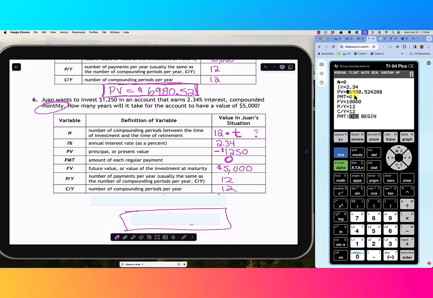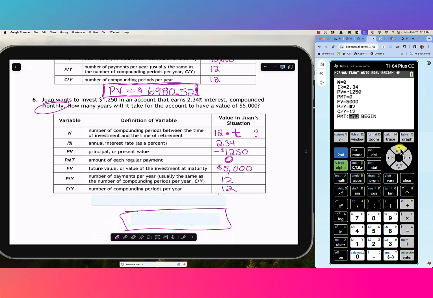Present value is negative $1,250. Again, because it's leaving your pocket, that's why it's negative. So let's go ahead and type that in, negative $1,250. And payments, we're not making any monthly payments, so keep that at 0. Future value is $5,000. Type that in. And the P/Y and C/Y are both 12s, which we already have. And the last line is end again.